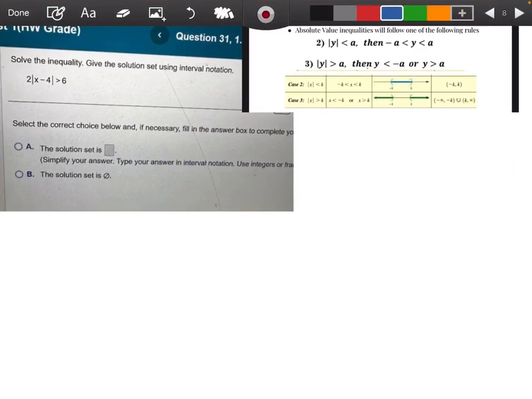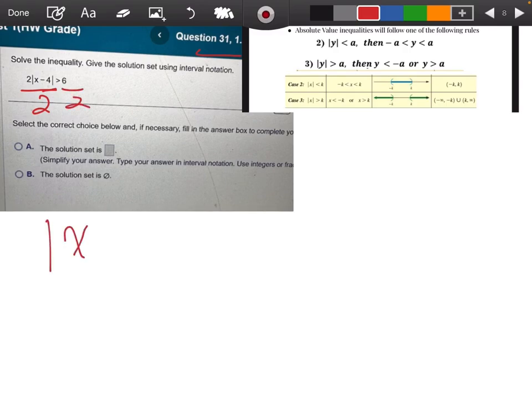All right, y'all. So this is another homework question out of the review. This is problem number 31. And it says solve the inequality and give the solution set using interval notation. So y'all, first thing I'm gonna do, before I start to solve the inequality, I wanna get the absolute value part by itself. So we're gonna go ahead and divide both sides by 2.